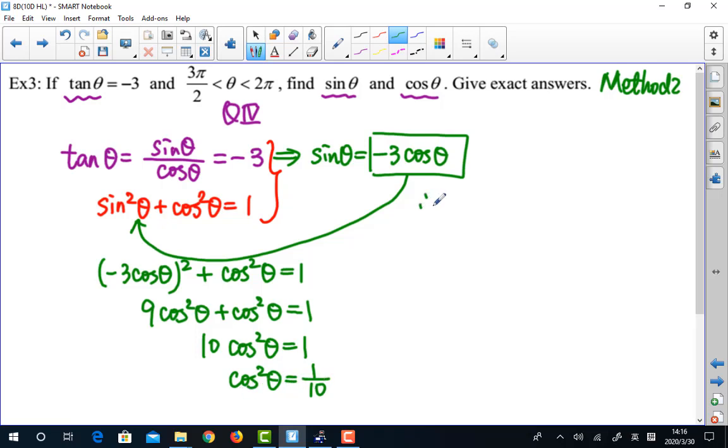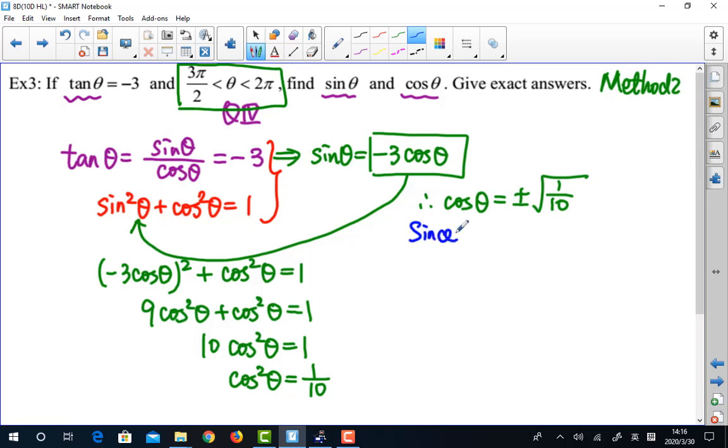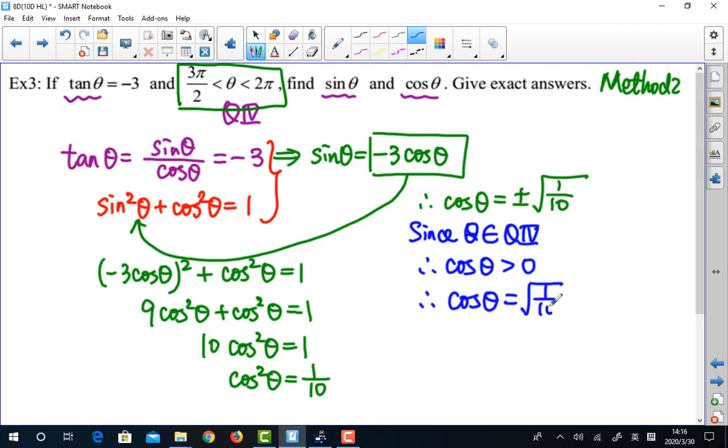When you square root both sides, mathematically, we should have two solutions. Cosine theta equals positive or negative 1 over root 10. However, right now we have another condition for this angle. This angle is in the fourth quadrant. For the fourth quadrant, cosine theta should be positive. So since this angle is in quadrant 4, cosine theta must be positive. I reject the negative solution. We only accept the positive solution.